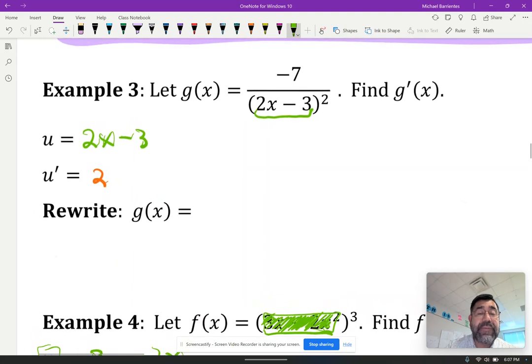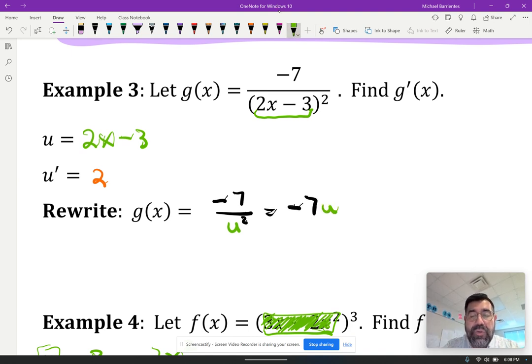Let's go back to number 3. So let's rewrite the original function, which was a composition, as just the outer function in terms of u. So according to this, we had -7. My inner function, my inside function, I called u, and u was being squared. This is my outer function, -7 over u squared. Now remember, we can't take derivatives whenever I have power functions in the denominator, so I have to rewrite it. And so this becomes -7 u to the -2.